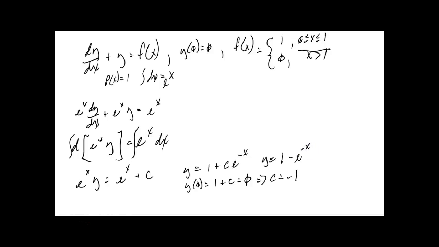That's any time 0 is less than or equal to x less than or equal to 1. That's your solution for that. And again, your e to the minus x is a transient term. Normally y is equal to 1. It's just that straight line like this.